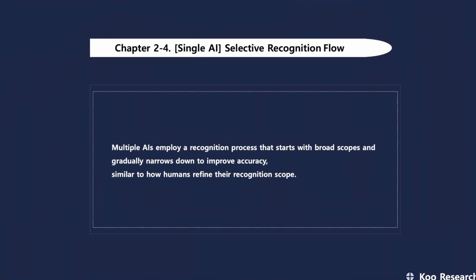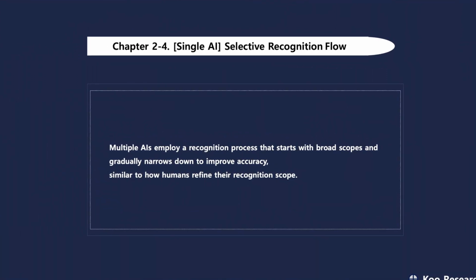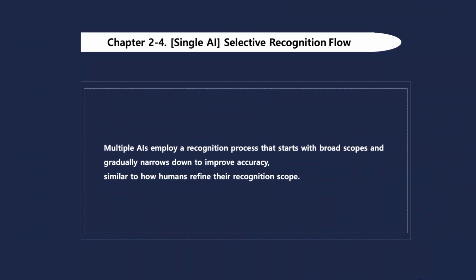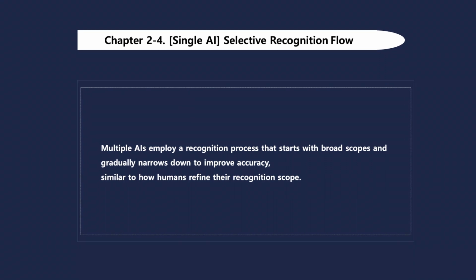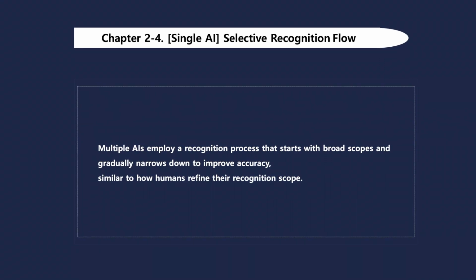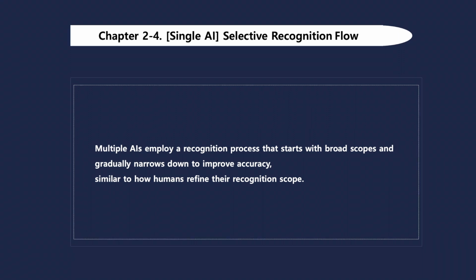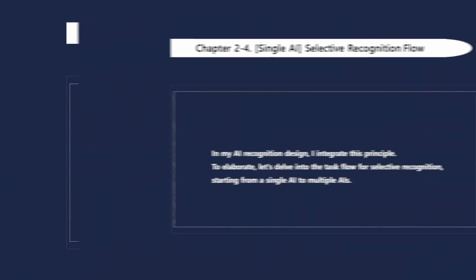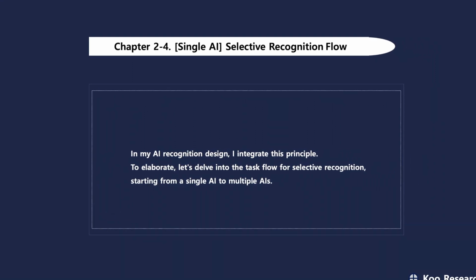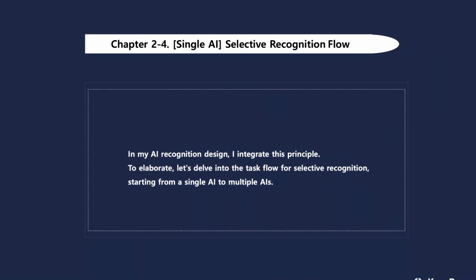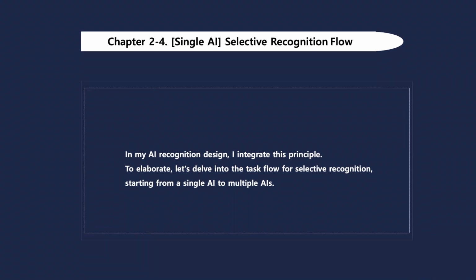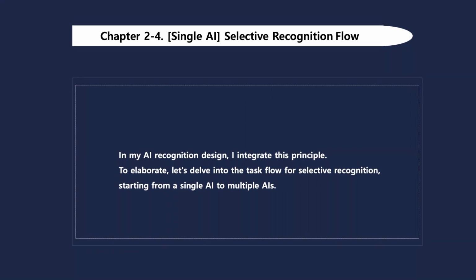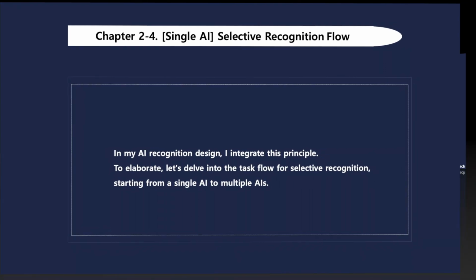Chapter 2 to 4. Single AI, Selective Recognition Flow. Multiple AIs employ a recognition process that starts with broad scopes and gradually narrows down to improve accuracy, similar to how humans refine their recognition scope. In my AI recognition design, I integrate this principle. To elaborate, let's delve into the task flow for selective recognition, starting from a single AI to multiple AIs.